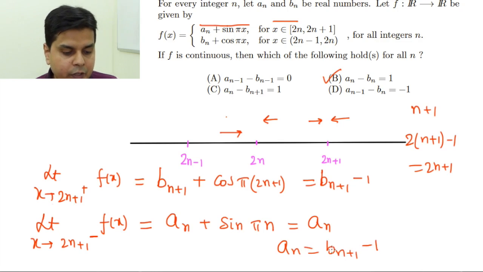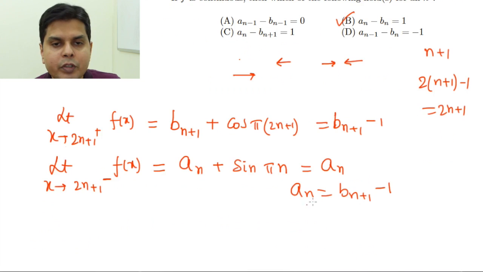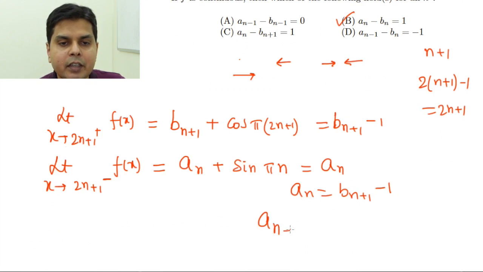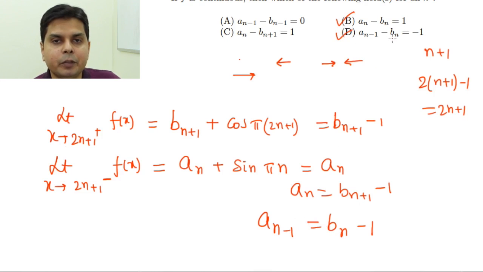I can decrease the index by 1. So instead of n, I can take n minus 1. So what will happen then? Once I decrease the index from n to n minus 1, the same thing I can write as a_{n-1} is equal to b_n minus 1. So D is the correct answer. You bring b on this side, so D is the correct option. So in this question, B and D are the correct options.